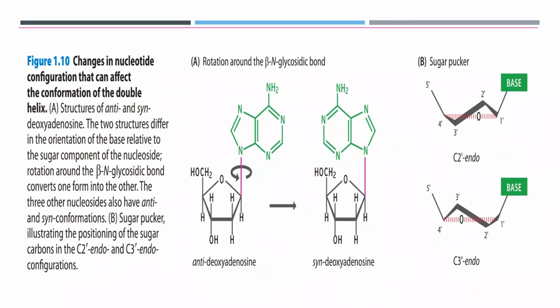Changes in nucleotide configuration that can affect the conformation of the double helix. A. Structure of anti and syn deoxyadenosine. The two structures differ in the orientation of the base relative to the sugar component of the nucleoside. Rotation around the beta glycosidic bond converts one form into the other. The three other nucleosides also have anti and syn conformations. B. Sugar pucker, illustrating the positioning of the sugar carbons in C2' endo and C3' endo configurations.